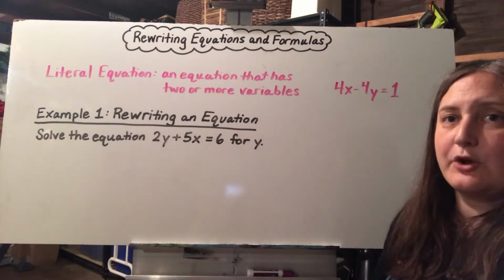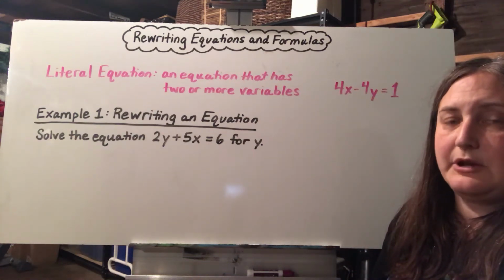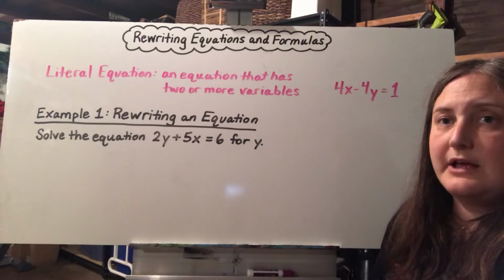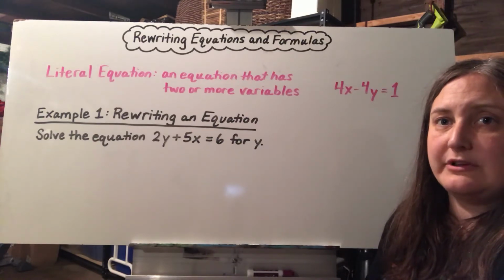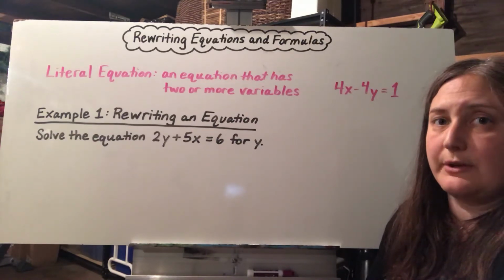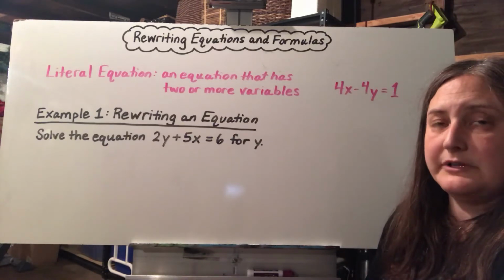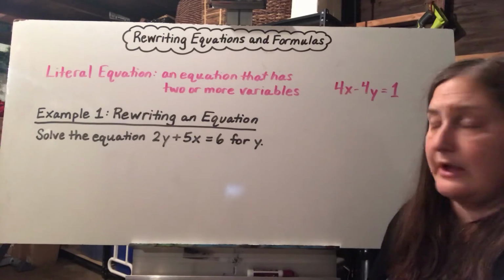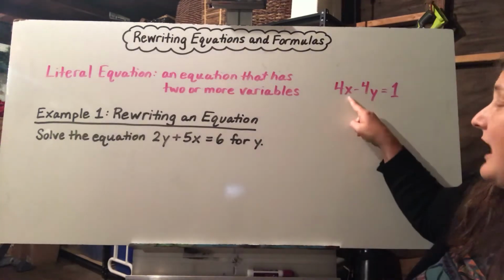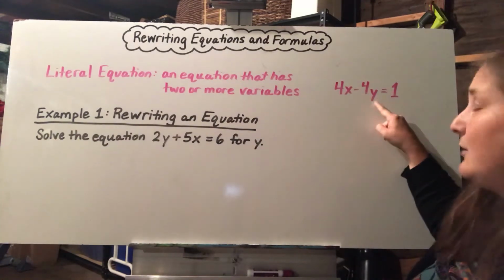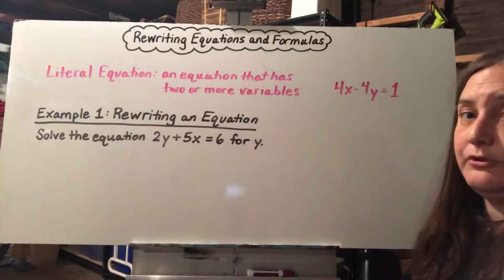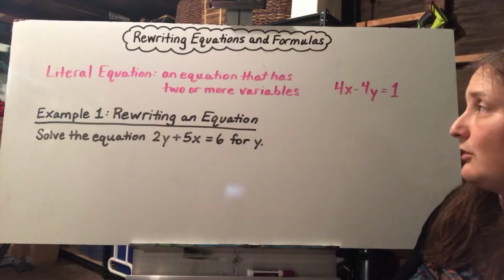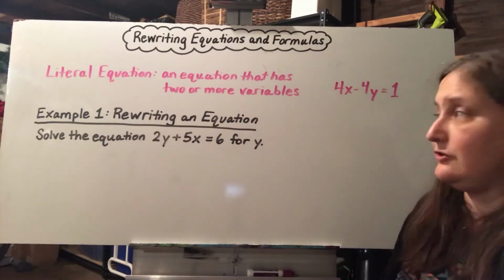This is rewriting equations and formulas, and today we're going to be looking at literal equations. Literal equations are equations that have two or more variables in them. An example of a literal equation would be 4x minus 4y equals 1, because in this equation, x is a variable and y is a variable, so we have two variables. If you have two or more variables, you have a literal equation.